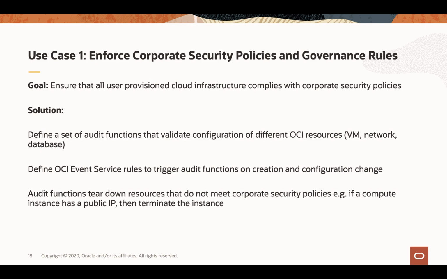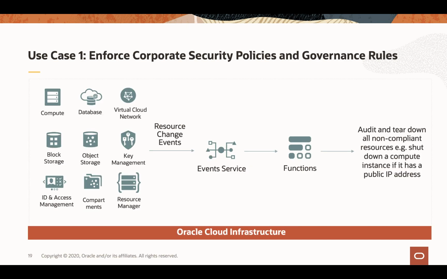So the first use case is about enforcing corporate security policies and governance rules. The goal for this use case is to ensure that all user provisioned cloud infrastructure complies with the corporate security policies. The solution is you need to define a set of audit functions that validate the configuration of different OCI resources, let's say your VM, your network, or your database. And you define the OCI event services rules to trigger the audit functions on creation and configuration change. And the audit function tears down the resources that don't meet corporate security policies. An example is if a compute instance has a public IP, then terminate that instance, right? And this is how it should work.